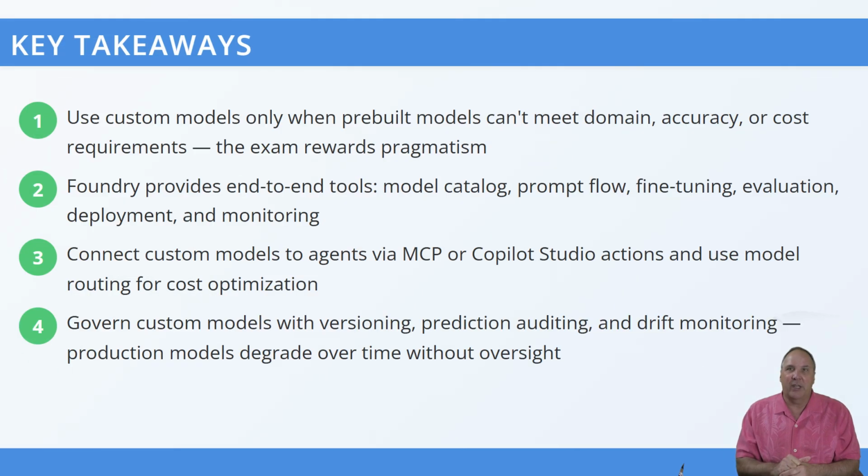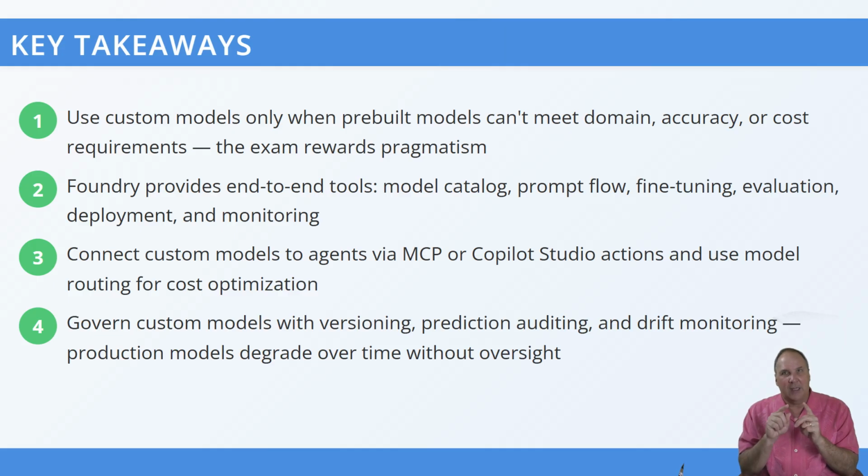So here are your key takeaways. Number 1, use custom models only when pre-built models can't meet your domain, accuracy, or cost requirements. Start with pre-built, fine-tune for domain accuracy, and go fully custom only when justified. Number 2, Foundry provides end-to-end tools: model catalog, prompt flow, fine-tuning, evaluation, deployment, and monitoring. Know which tool fits which stage.